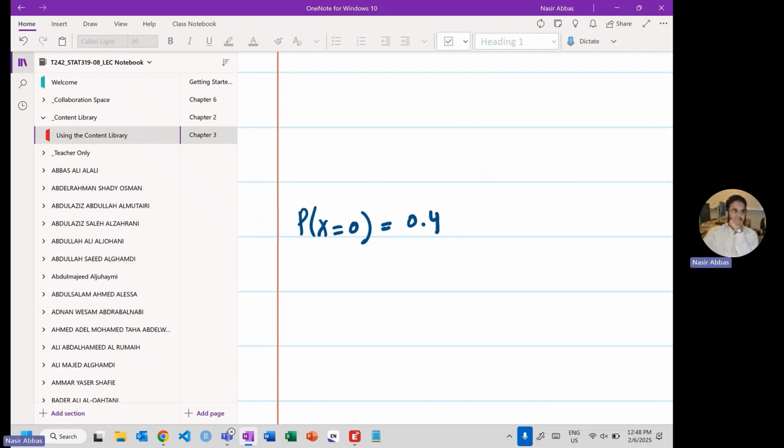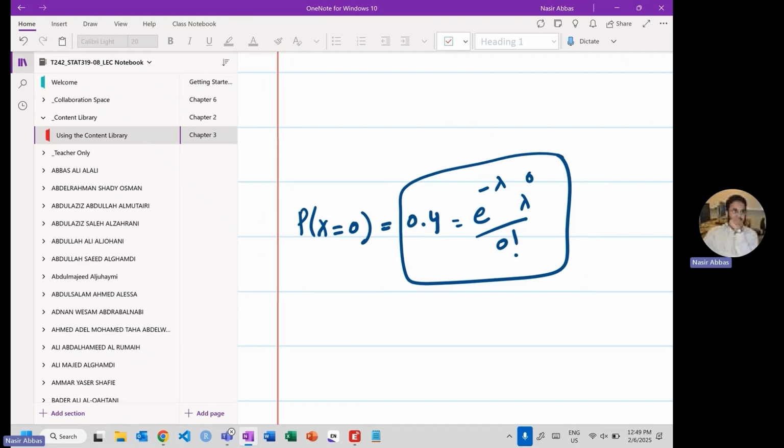Solve it, and what is the probability of X equals 0 in Poisson? This is e to the power minus lambda, lambda to the power 0 over 0 factorial. This is the probability that X is equal to 0. Solve this equation backwards to get the value of lambda. So sometimes they tell you X has a Poisson distribution, they give you the probability of X equals 0 and ask for the probability X equals 1.